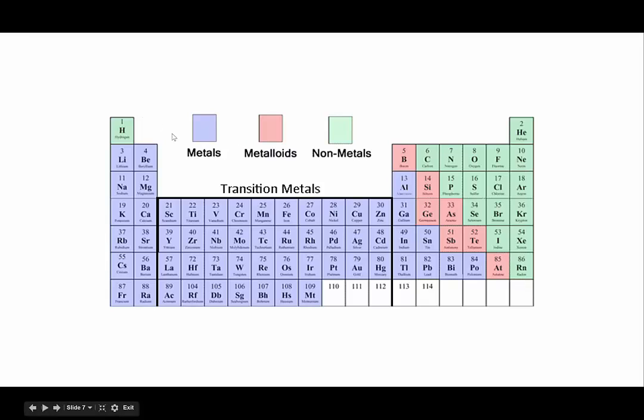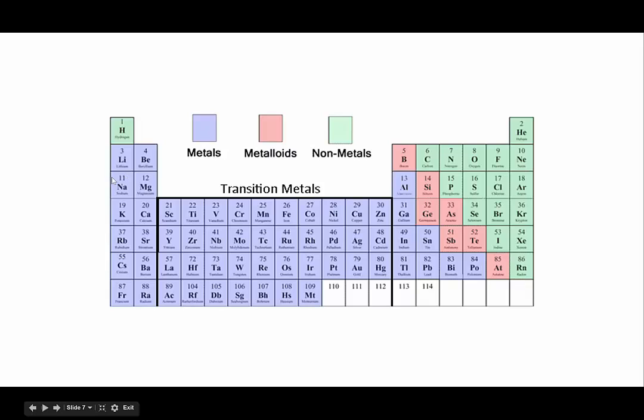So you can see, except for hydrogen, which is quite special. We're going to talk about hydrogen later on. So if you take a look at the periodic table from the perspective of a period, let's take a look at period number 2. So you will have one metal, and then metalloids, which is in between metal and non-metal, and then you have non-metals.